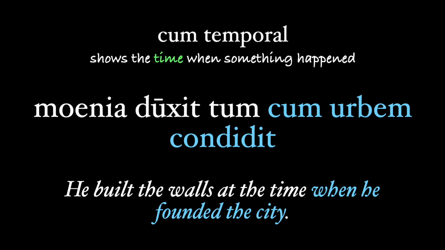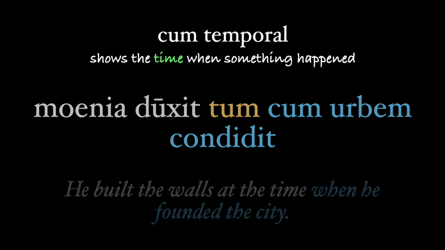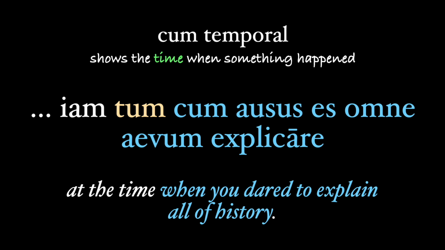We also see tum associated with cum in this bit from Catullus, when he's describing why he's dedicating his book of poems to the historian Cornelius Nepos, who thought that Catullus's poetry was something. Iam tum cum ausus es omne aevum explicare. At the time when you dared to explain all of history in three books, he later goes on. The deponent verb ausus es here is in the perfect indicative.